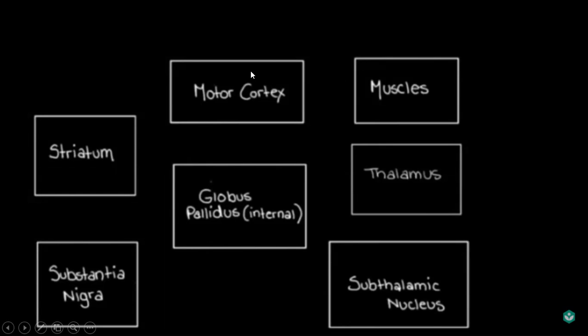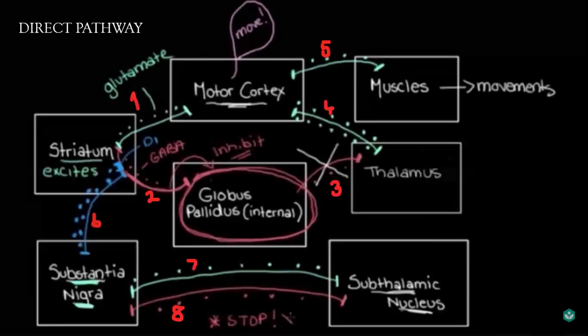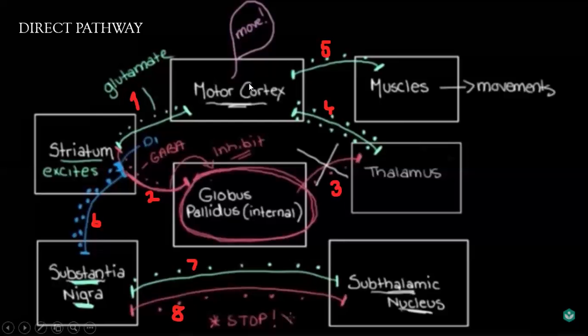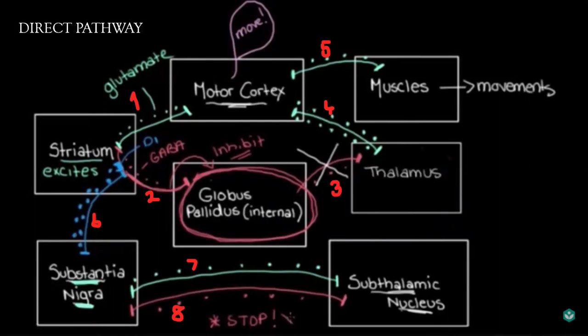So how this motor cortex is stimulated, and how the basal ganglia plays an important role in fine-tuning the actions of the muscles, we'll see in both the direct and indirect pathways. Coming to the direct pathway, the first step is when the motor cortex thinks it needs to make a movement, it is stimulated. It gives an excitatory stimulus to the striatum with the help of the glutamate neurotransmitter.